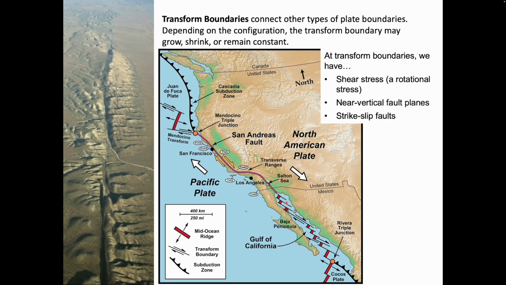The San Andreas Fault connects the divergent spreading centers of the Sea of Cortez, or the Gulf of California, and the spreading center between the Cocos Plate at the south and the Pacific Plate, where we have sort of northwest to southeast oriented spreading. The San Andreas Fault links these spreading centers with the spreading center and subduction zone found around the Juan de Fuca Plate off the northwest coast of the United States.